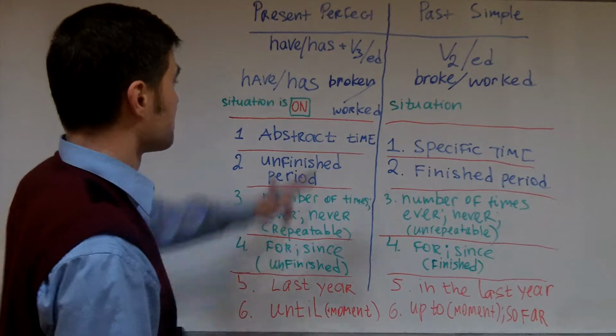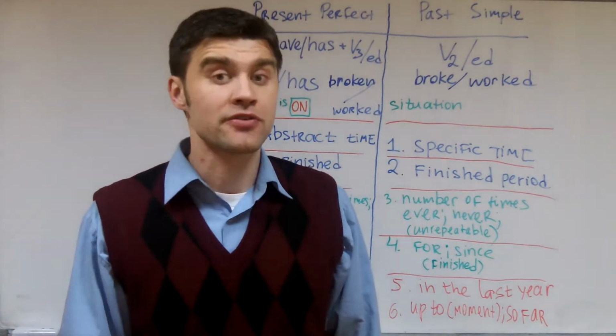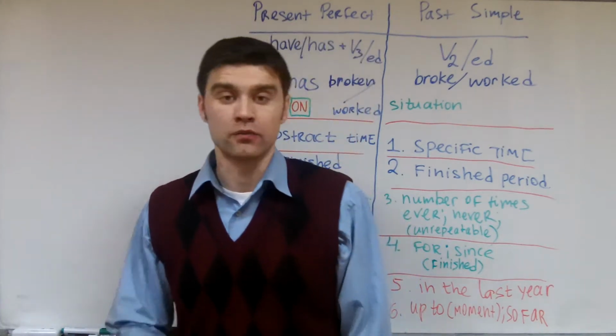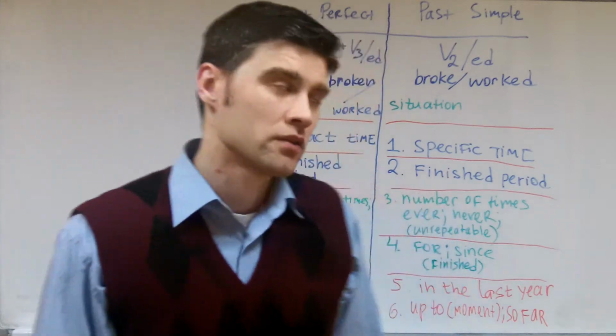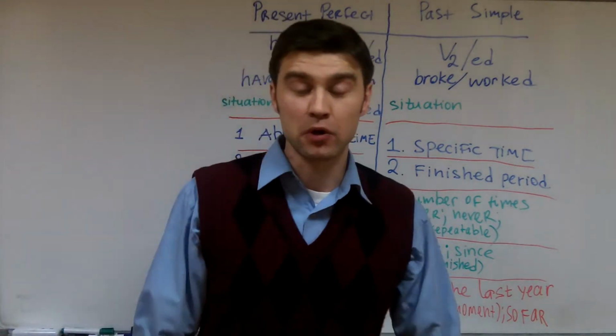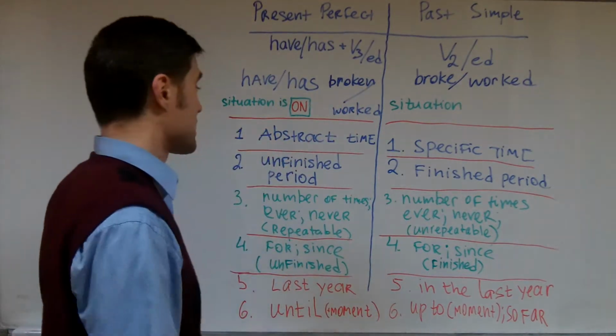Now, V3 means the verb in the third form. We know that in English language there are regular and irregular verbs, right? The irregular verbs are those that one has got to memorize, and there's nothing to do about it. One has just got to memorize that.